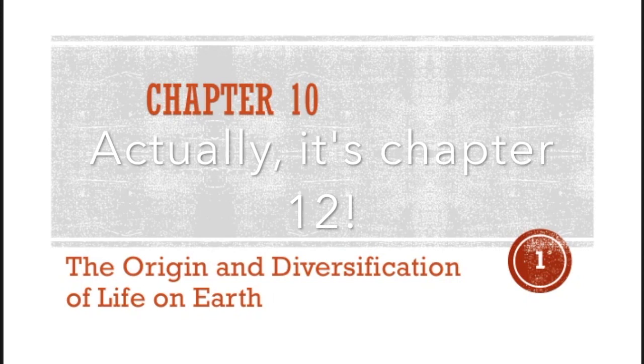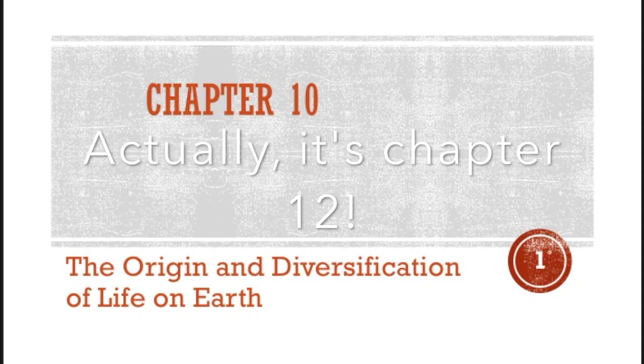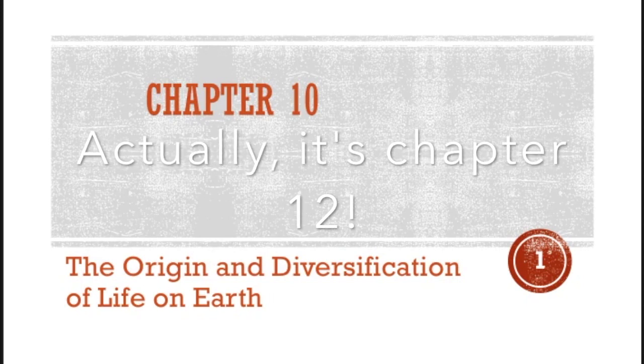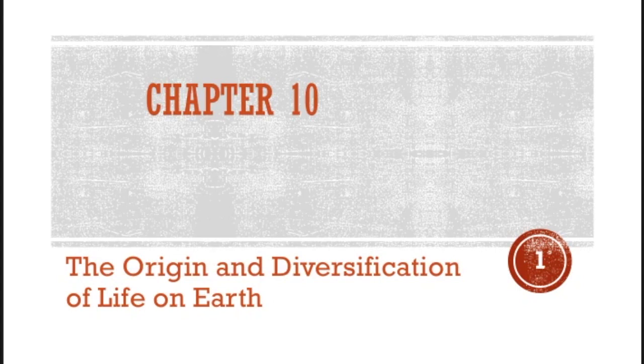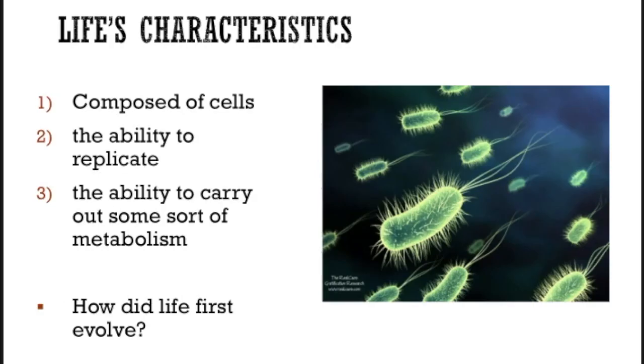This chapter we are learning about the origin and diversification of life on Earth. And if we're thinking about life on Earth, I guess it's really important to think about what it is that is alive. So let's take a look at just a few. This is just three of the 8 or 9 different characteristics of life. Those are the ones I want you to know about, and they're important for this chapter.